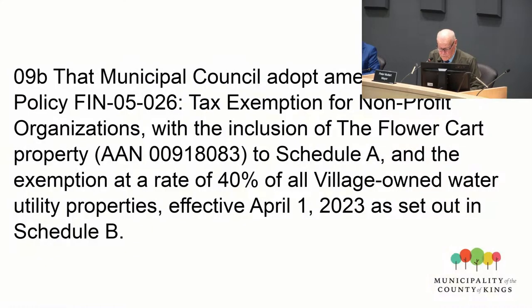Going to item 9B, tax exemption for nonprofit organizations adoption. It's been suggested that we pass the motion that Municipal Council adopt amendments to policy FIN 05026, tax exemption for nonprofit organizations with the inclusion of the flower cart property, assessment number 0091-8083 to Schedule A, and the exemption at a rate of 40% of all village-owned water utility properties effective April 1st, 2023, as set out in Schedule B. Do I have a mover of the motion? Moved by Councillor Granger, seconded by Councillor Allen.